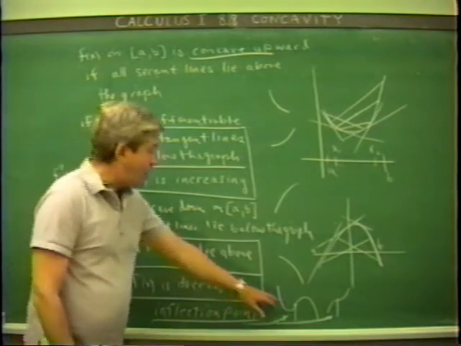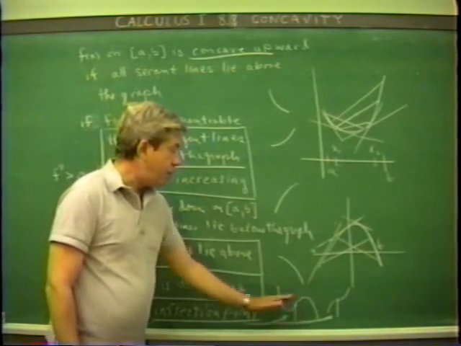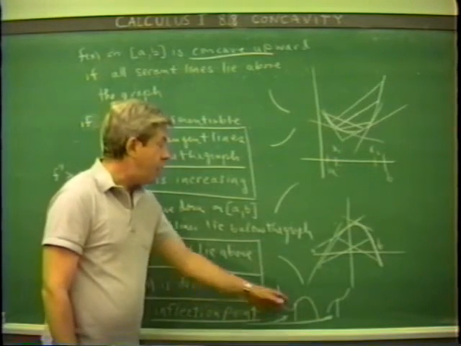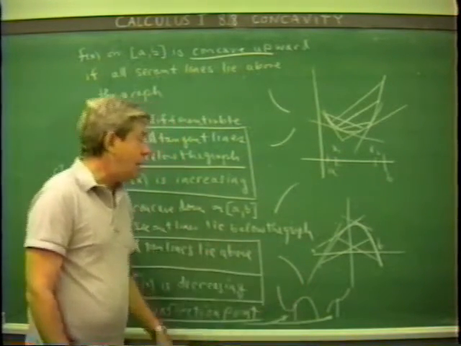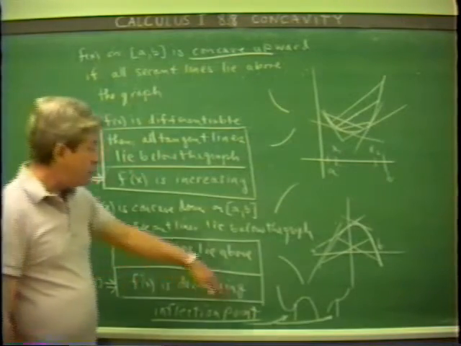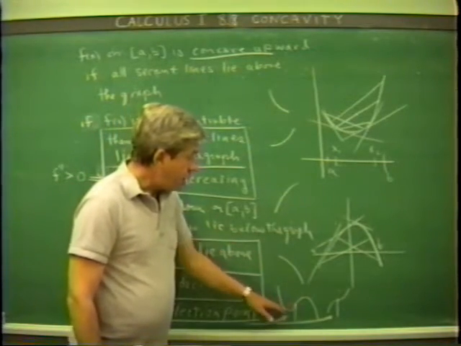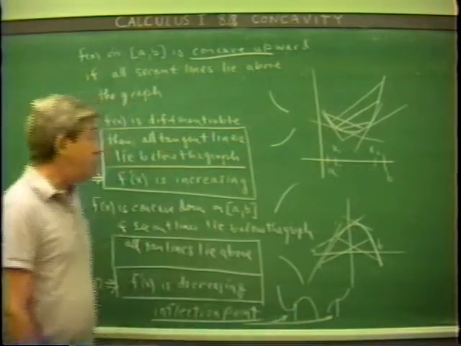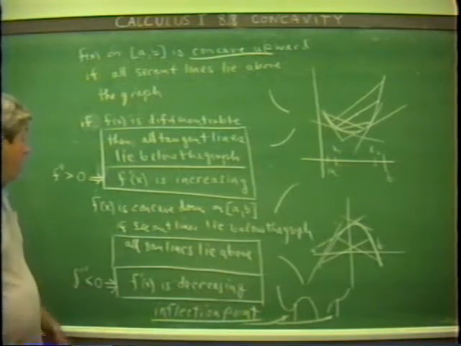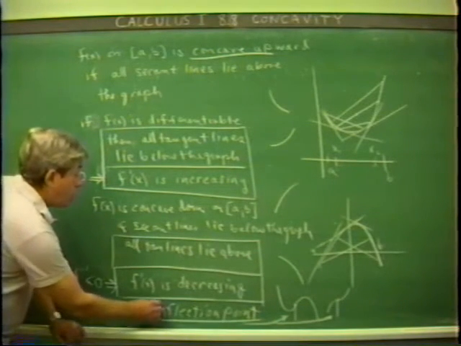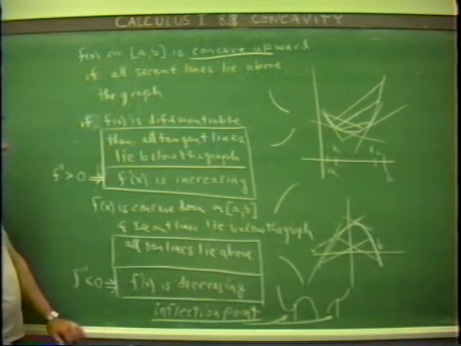Such as one of these two here. Right? Now, some authors will allow the function not to be differentiable in order for there to be an inflection point. It just needs to change concavity. Some will insist that it has to be continuous. But a reasonable definition is that if the function is differentiable and changes concavity, then that's called an inflection point.